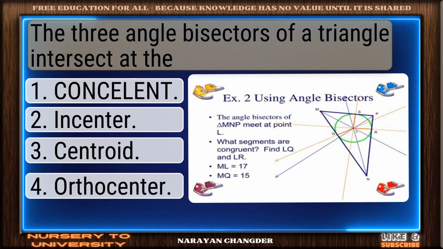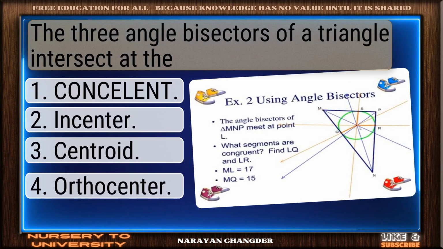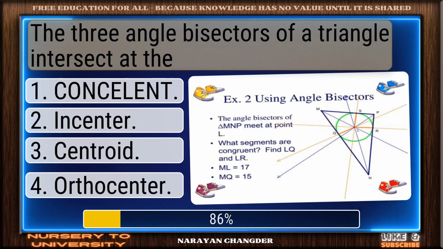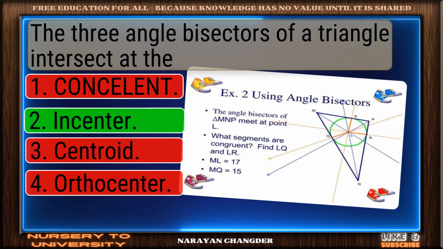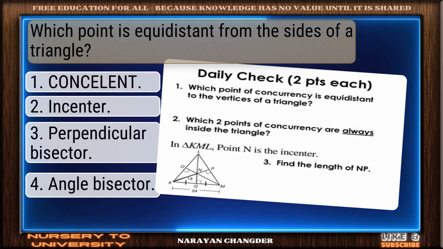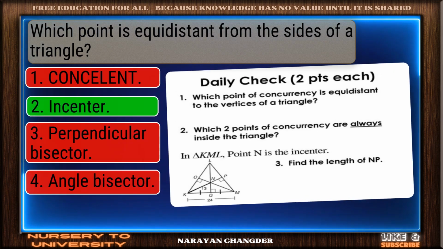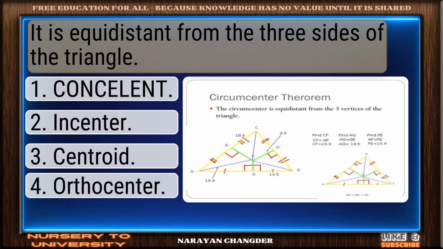Question number 48. The three angle bisectors of a triangle intersect at the... Well reasoned. Incenter is the correct choice. Question number 49. Which point is equidistant from the sides of a triangle? Sharp thinking. Incenter is the right choice.